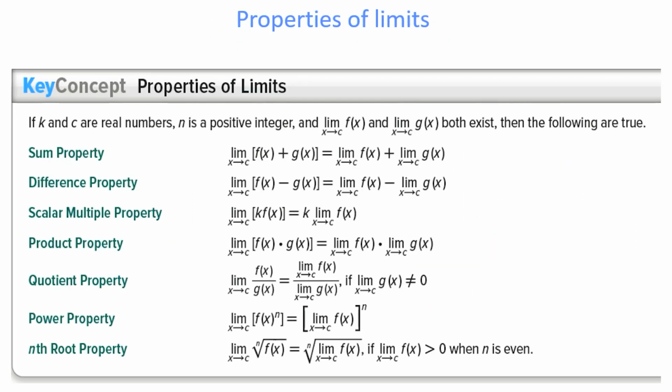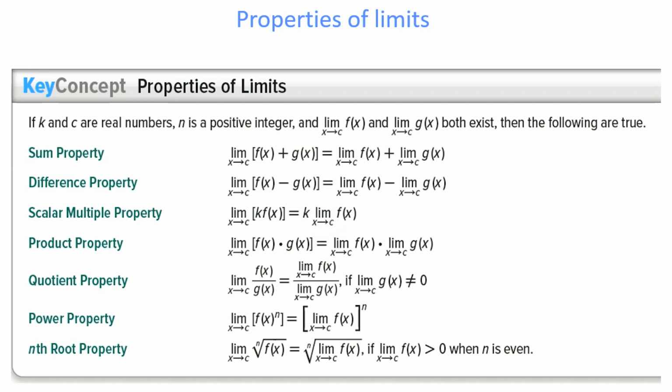Now that we know the limits of the identity function and the constant function, we can have a look at the properties of limits. The sum property means that the limit of a sum equals the sum of the limits. Similarly, the difference property, the limit of a difference is equal to the difference of the limits, and the product property, the limit of a product is equal to the product of the limits. The scalar multiple property means that the limit of a function that is multiplied by a scalar is equal to the scalar times the limit of the function.